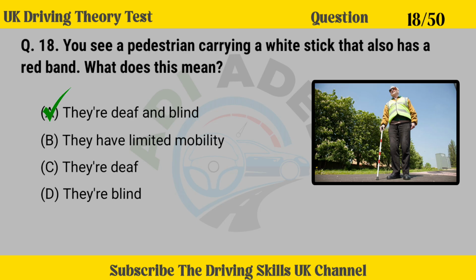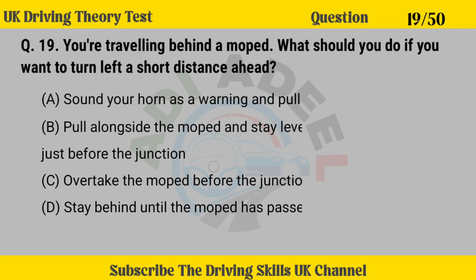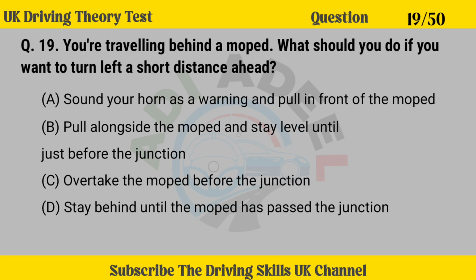The right answer is A. They're deaf and blind. Question 19. You're traveling behind a moped. What should you do if you want to turn left a short distance ahead? A. Sound your horn as a warning and pull in front of the moped. B. Pull alongside the moped and stay level until just before the junction. C. Overtake the moped before the junction. D. Stay behind until the moped has passed the junction.